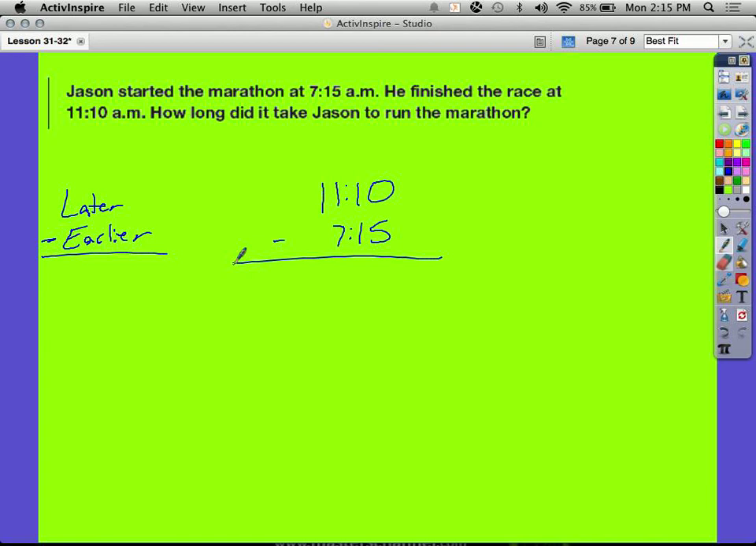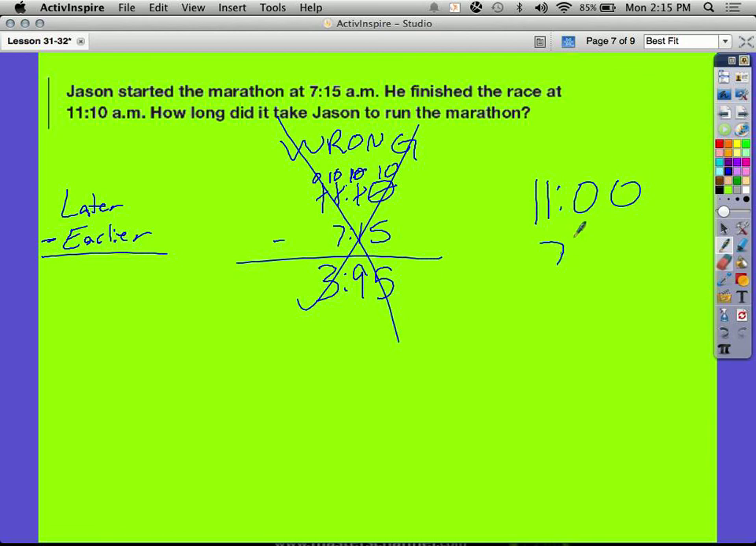A common mistake a lot of people make is just thinking of it as regular numbers. So I'm going to do it the wrong way first. Okay, so this is the wrong way. Well, I need to borrow here, so that becomes 0, this becomes 10. That's 5. I need to borrow here, so that becomes 10, 9. Borrow again. Okay, 3 hours, 95 minutes. Well, that doesn't really make sense. And when we subtract this, we shouldn't get such a goofy number. Okay, so that's the wrong way. Don't do it that way where you're borrowing over and over. Oh, it should be 11:10.